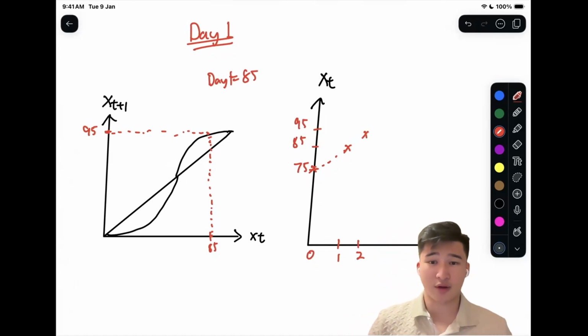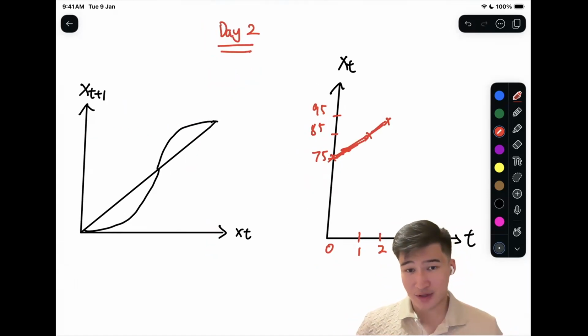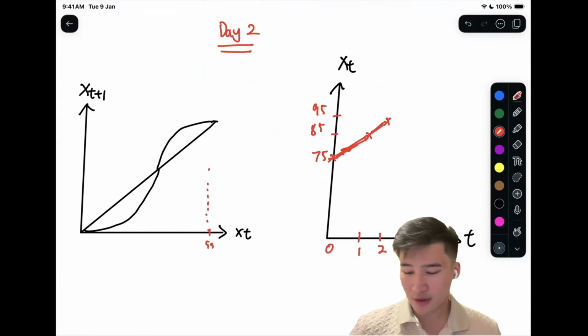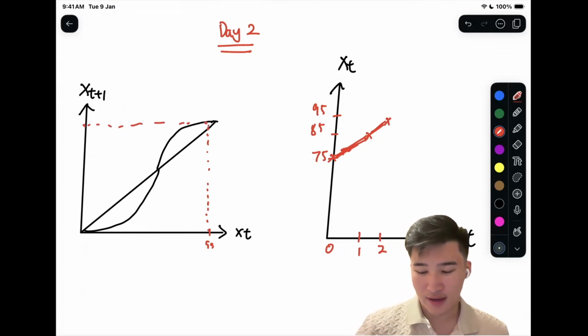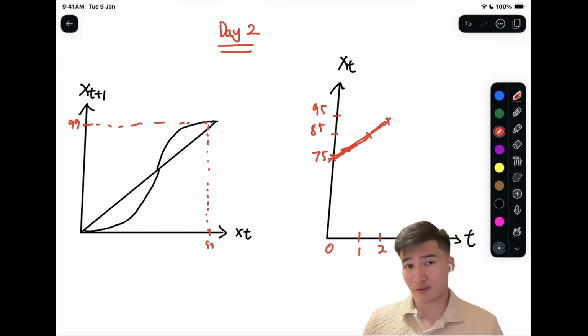95. There you go. So we see that the graph is actually increasing. So day 2, we start off with 95. So now we do a 95 here. We can go up, and then we can eventually find that it's going to be 99. By the way, this number, we're kind of making it up, but at the same time, it's kind of proportional to what we're looking for. So there is some truth to it.